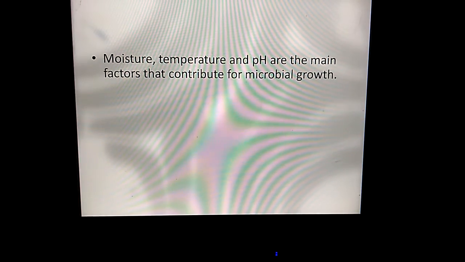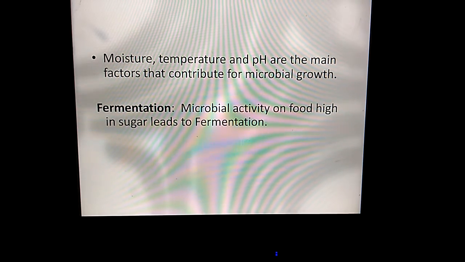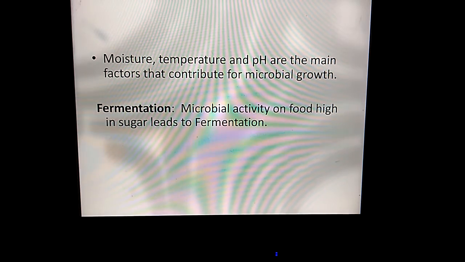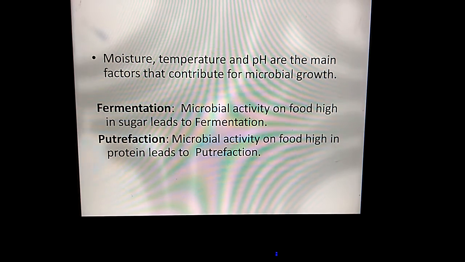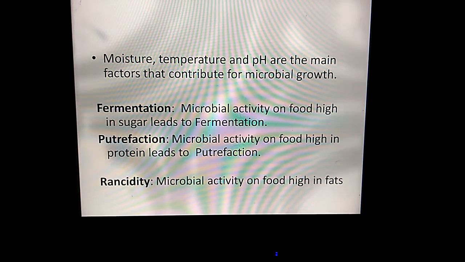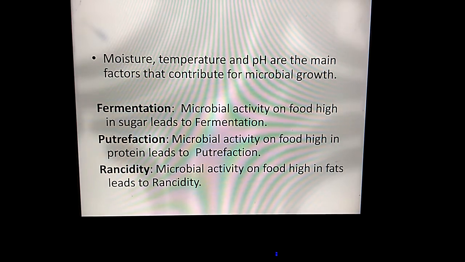Moisture, temperature, and pH are the main factors that contribute to microbial growth. Fermentation. Microbial activity on food high in sugar leads to fermentation. Putrefaction. Microbial activity on food high in protein leads to putrefaction. Rancidity. Microbial activity on food high in fats leads to rancidity.